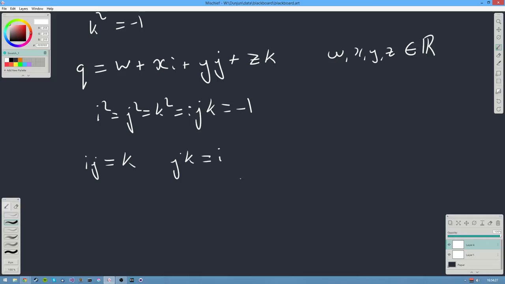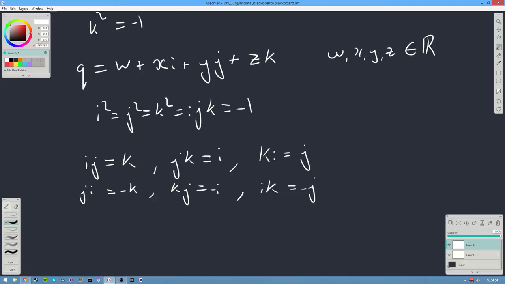So what other combinations could we do? Well, the next one is actually ki equals j. This is because quaternions are anti-commutative. Their order actually matters. So if I wrote this in the backwards order, ji equals negative k, kj equals negative i, and ik equals negative j. So these are in the negative orders.